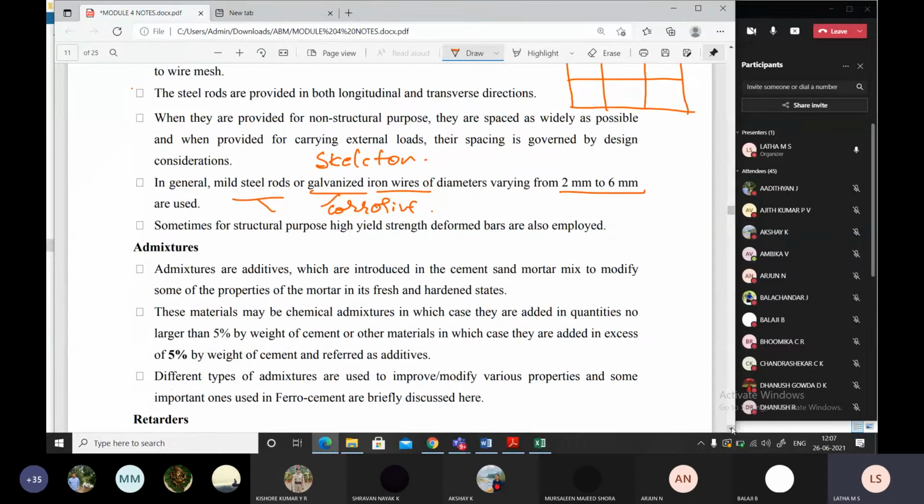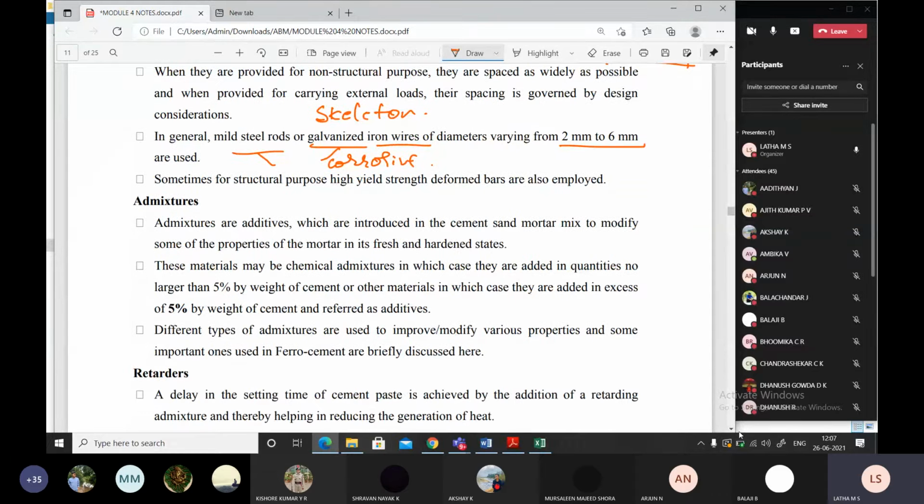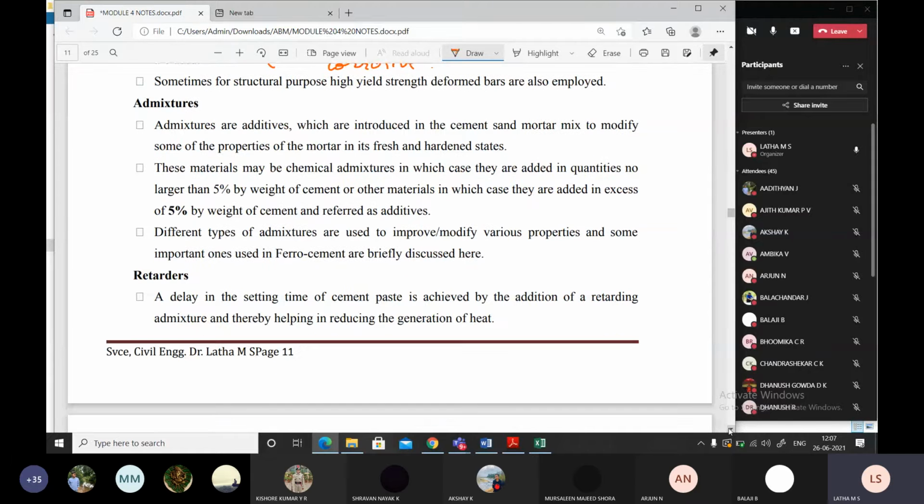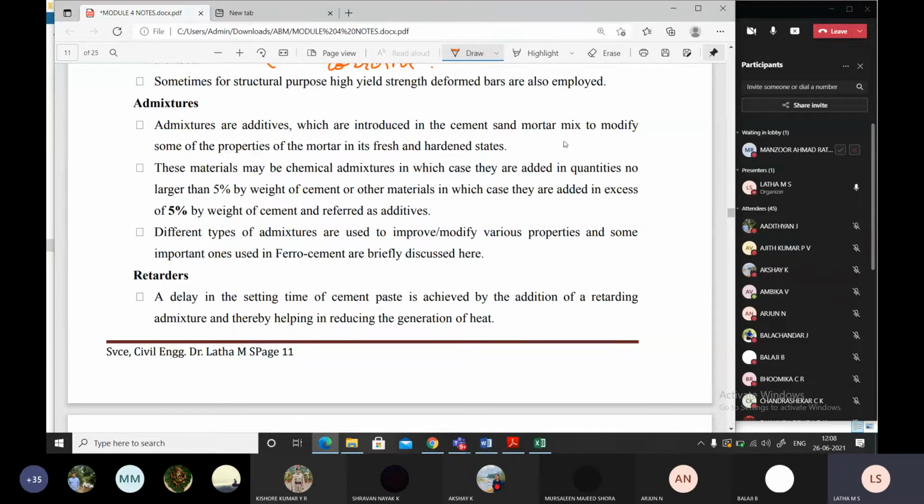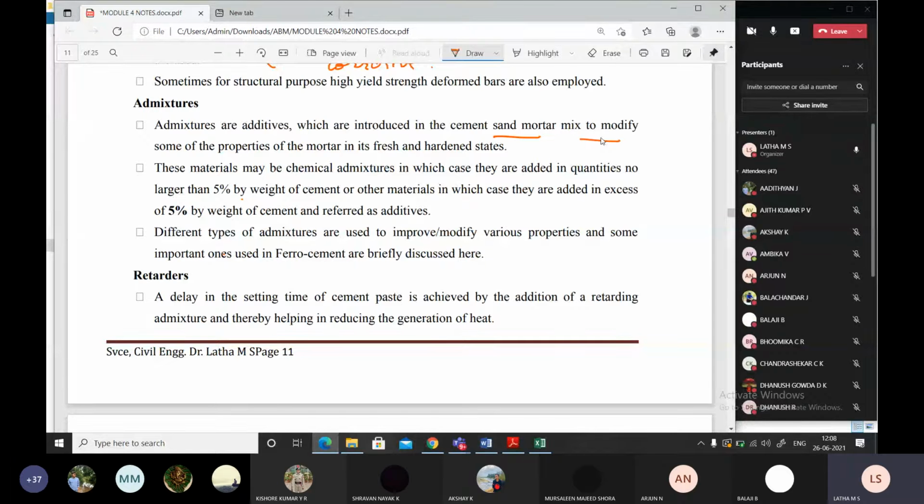Apart from this, if you look for greater strength, I don't need to complicate the design. I can directly use some of the admixtures available in the market, right? Depending upon the mortar binder proportion, you can add admixtures, and these will give you very good strength. Admixtures are additives introduced in cement to modify some of the properties of the mortar in its fresh and hardened states. What do you mean by fresh and hardened state, students?